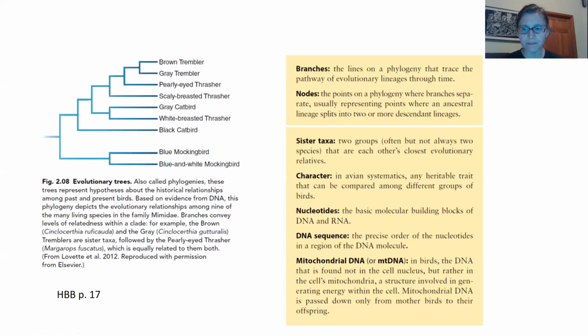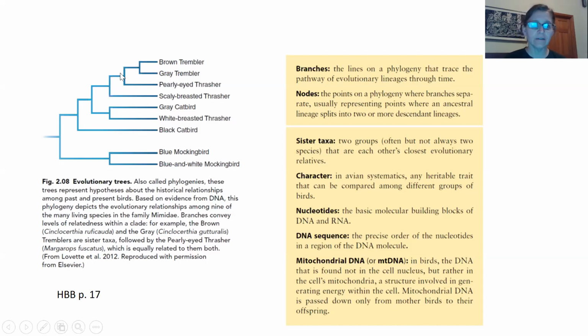And so here are some terms. These are from the textbook that are useful to think about when you're looking at trees. So you have branches. Branches are lines on the phylogeny that trace the pathway of the evolutionary relationship. So there's a branch with brown trembler and a branch with gray trembler. And then there's this other branch with pearly-eyed thrasher. There are also nodes, and I'm circling a node right here. It's the point on the phylogeny where the branches separate, usually representing points where an ancestral lineage splits into two or more.